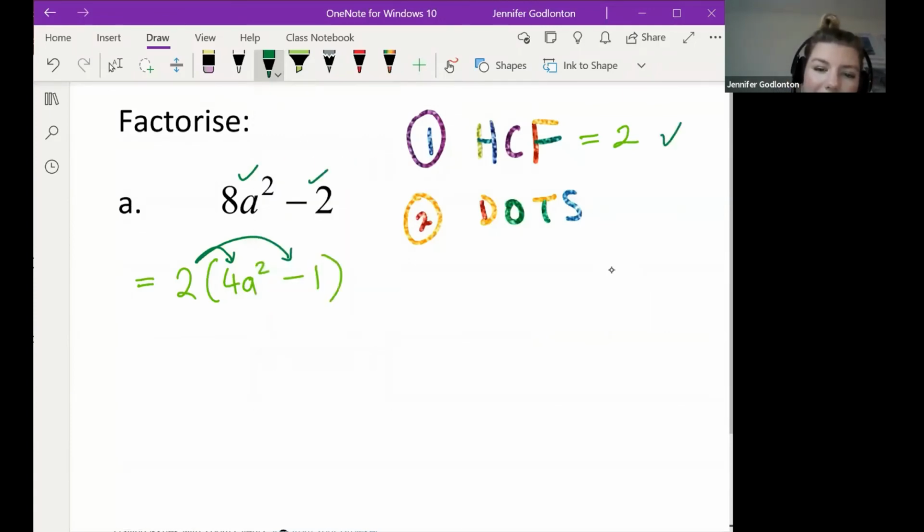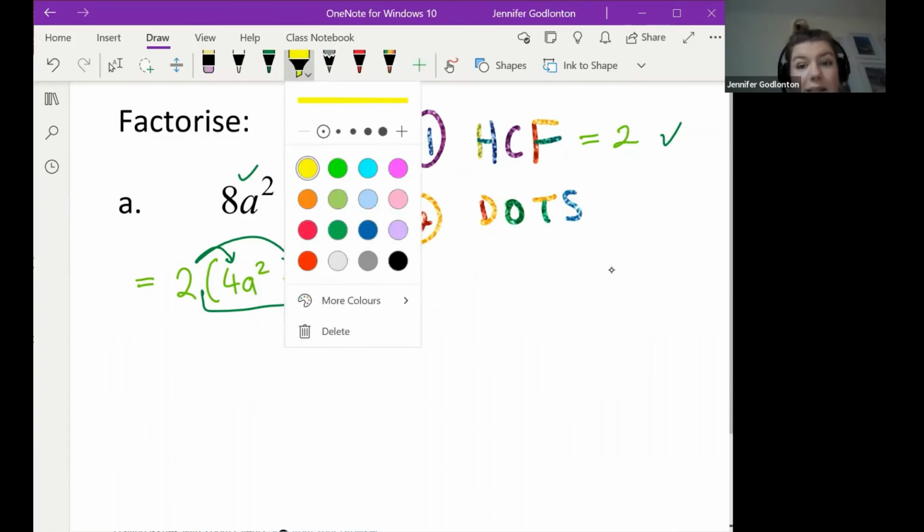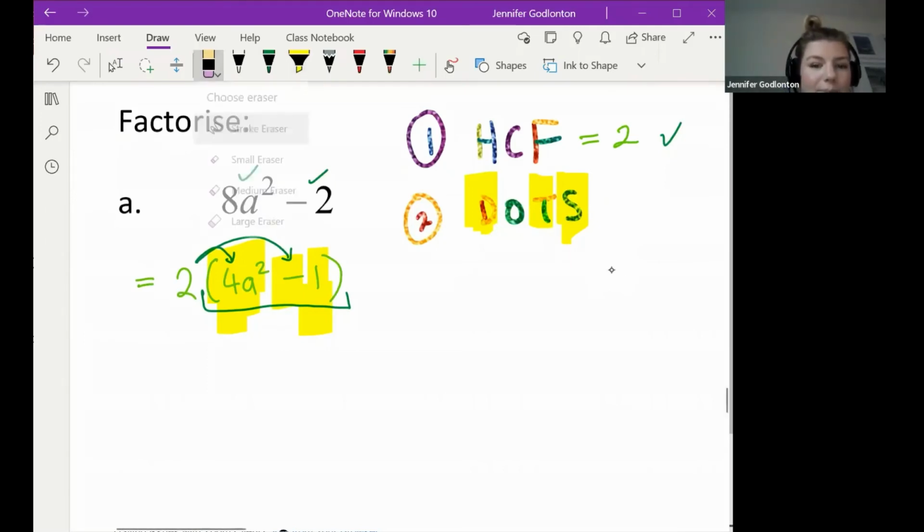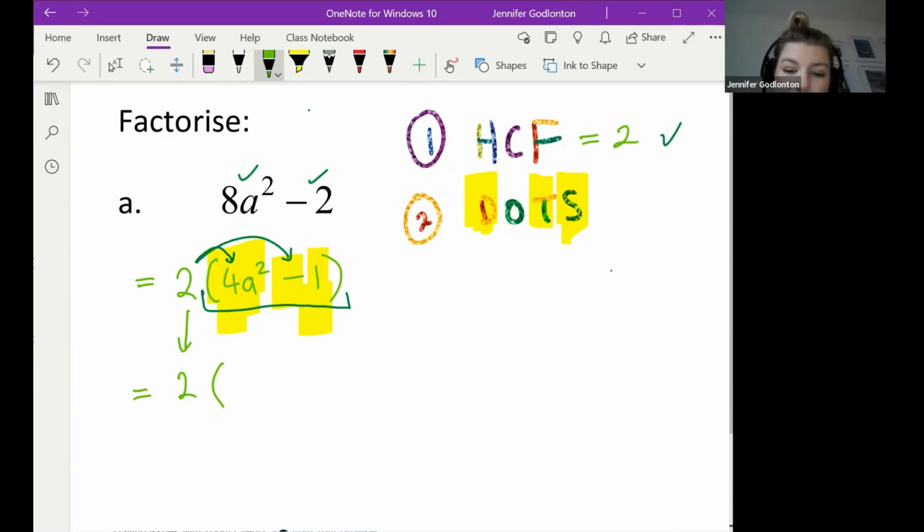Now, if I'm looking at this bracket, I'm asking, can I do difference of 2 squares? Let's assess. D, difference: yes, there are 2 terms. Squares: yes, they are both square numbers. I can definitely do difference of 2 squares. Now we're going to take this one step further. We're going to keep this 2 because nothing happens to it, and we're going to do difference of 2 squares on that bracket.